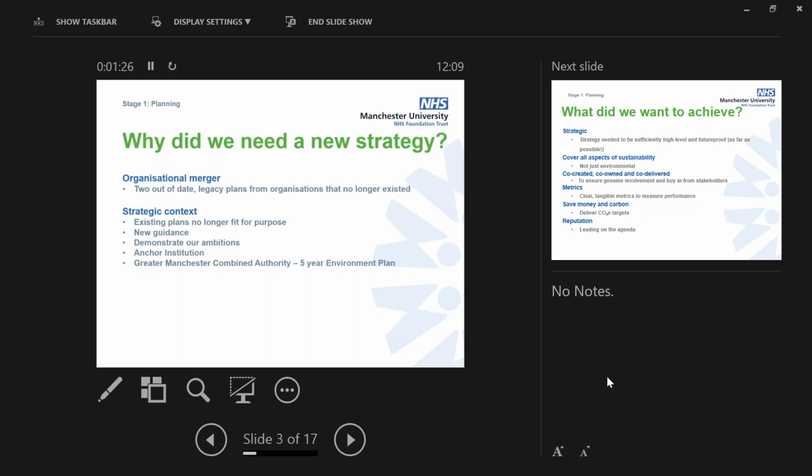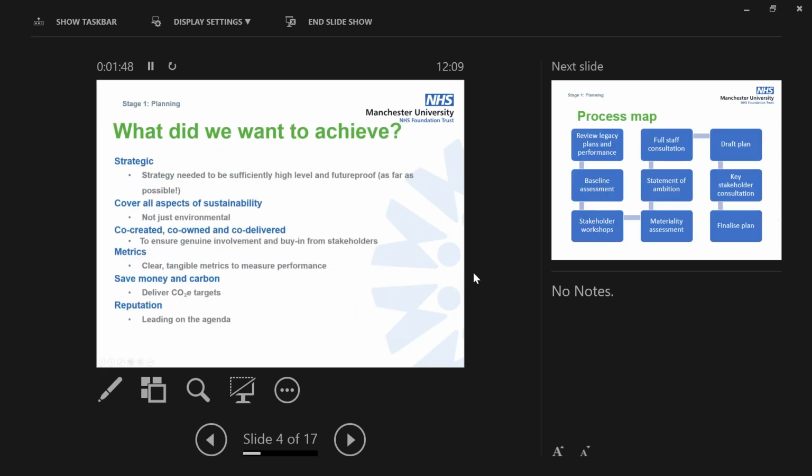The timing was really good because the new guidance that Scott referred to before from NHS England and Improvement was out, and the Sustainable Development Unit. We were one of the first trusts to be able to make use of this. So we were conscious of our organisation's ambition around this agenda, and we also wanted to properly address the anchor institution agenda. I should have mentioned, we had a combined authority with a Greater Manchester mayor who had identified environment as one of his key priorities as well. So it was a good place to start.